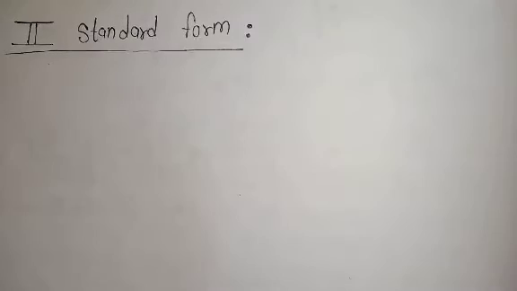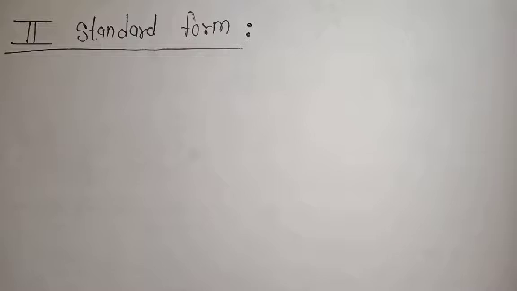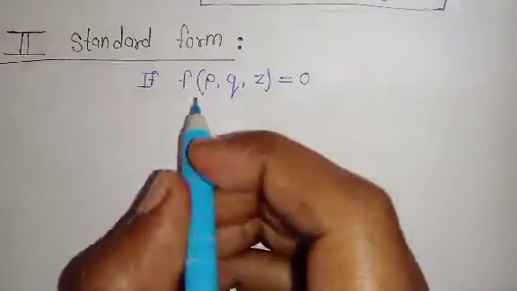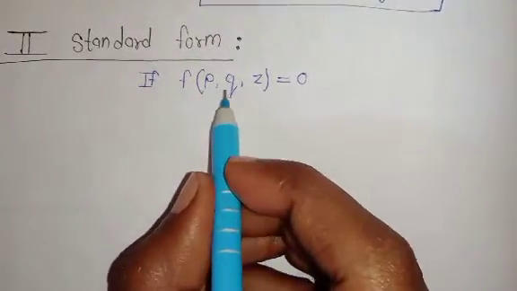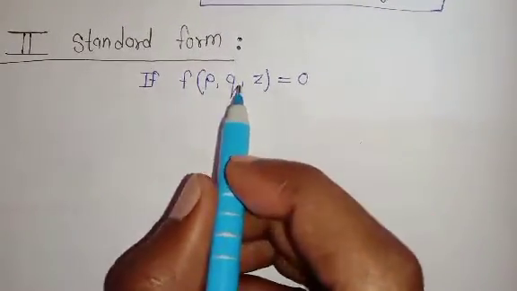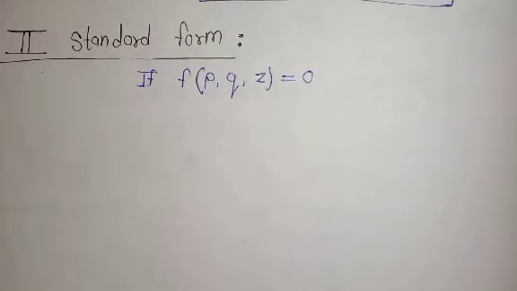Today we will discuss the second method to solve non-linear partial differential equations, and that is known as the second standard form. This method is applied when the given function is present only in the terms of p, q and z. That is, if f is a function of p, q and z, then we apply the second standard form to solve such type of non-linear partial differential equation.